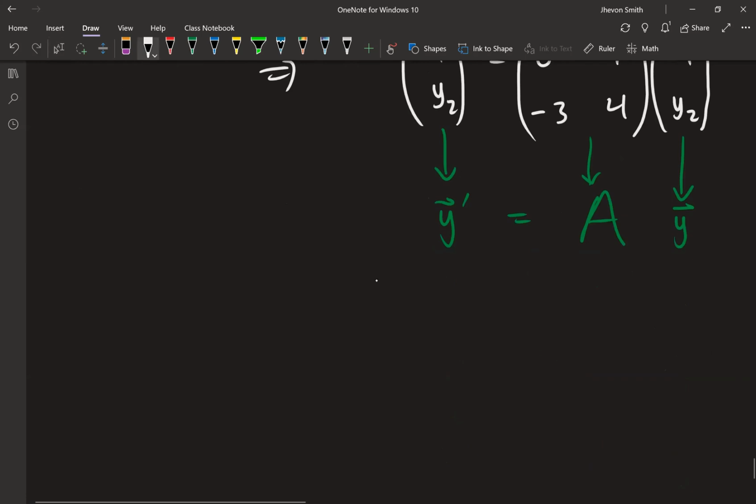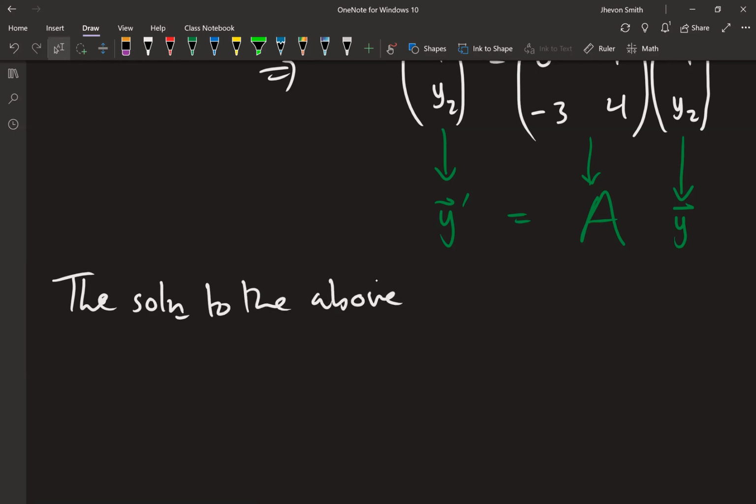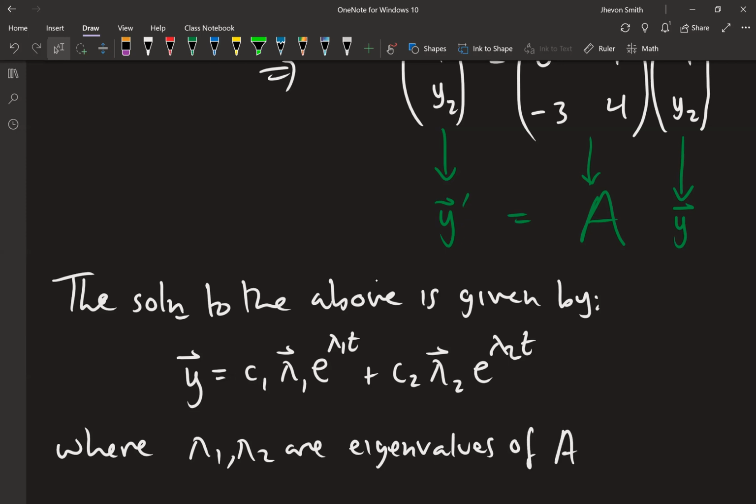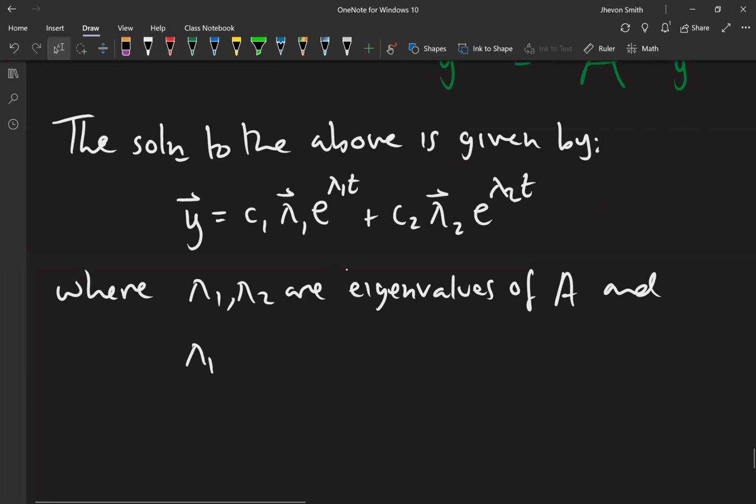Now I know that the solution to this is given by y equals some constant times the lambda 1 vector e to the lambda 1 t plus some other constant times the lambda 2 vector e to the lambda 2 t, where lambda 1, lambda 2 are eigenvalues of A, and the lambda 1 vector, lambda 2 vector are the corresponding eigenvectors.